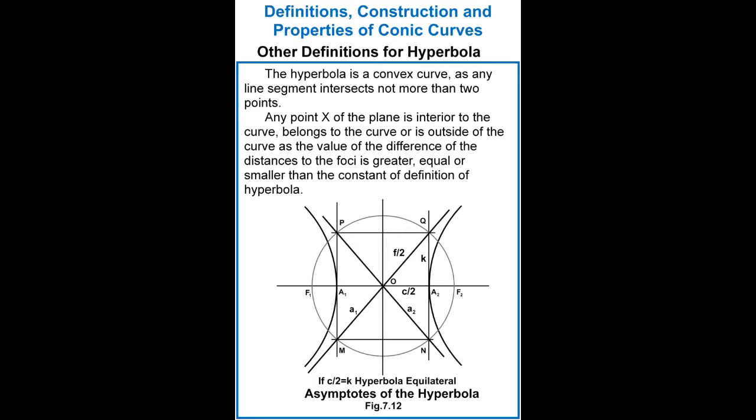Any point X of the plane lies within the curve, belongs to the curve, or is outside the curve according to whether the difference of the distances to the foci is greater than, equal to, or less than the constant of the definition of the hyperbola curve.